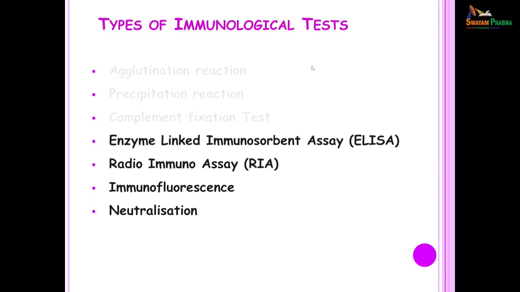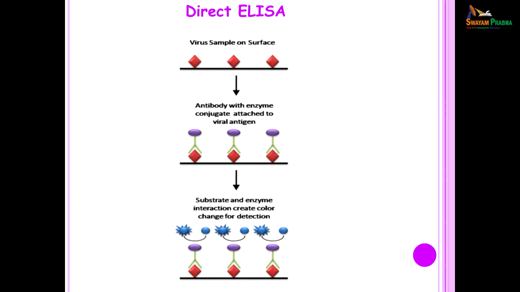The newer tests which are done for the diagnosis of infectious diseases, one of them is the enzyme linked immunosorbent assay. Now, the enzyme linked immunosorbent assay is also referred to as the ELISA test, and it uses the principle of detecting the presence of enzyme with the help of a substrate. So, now let me tell you what a direct ELISA test is.